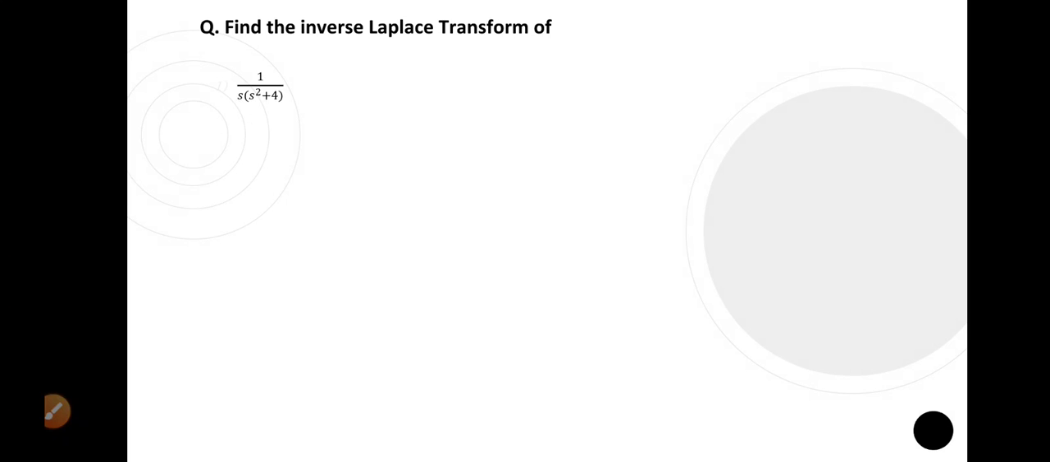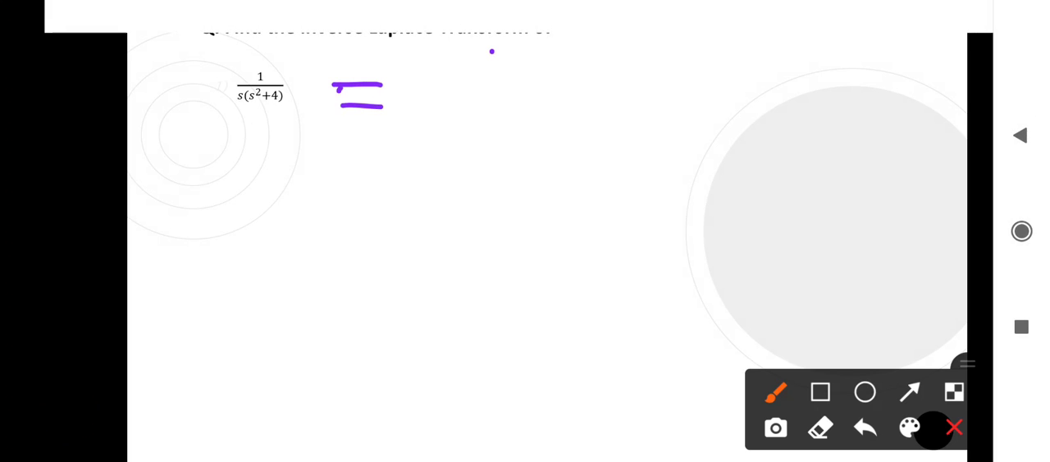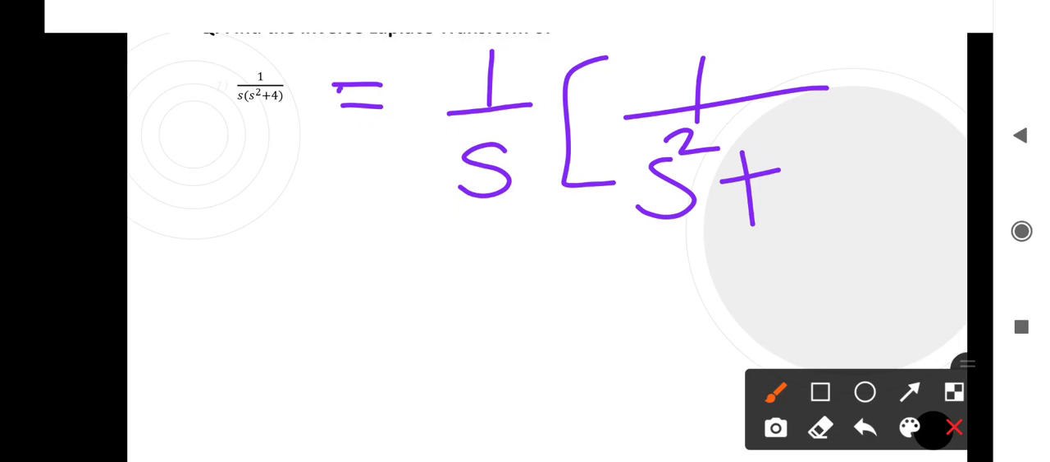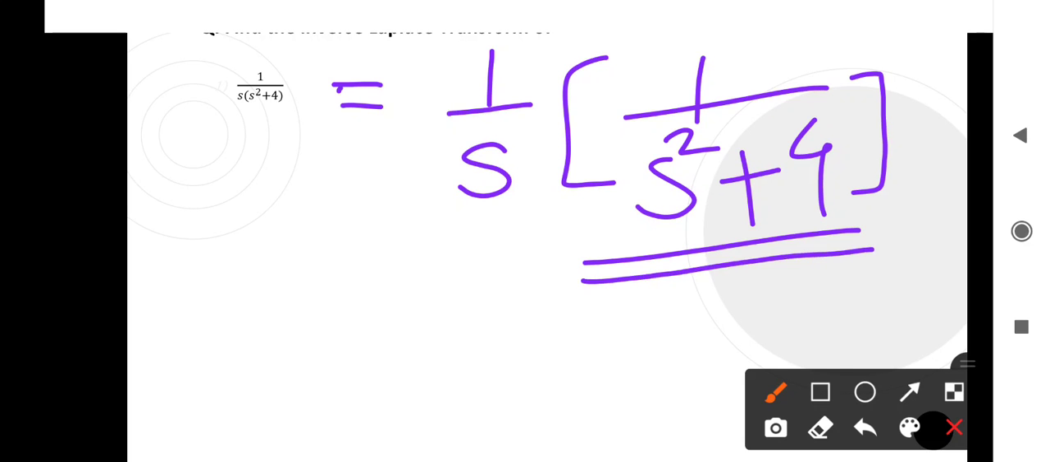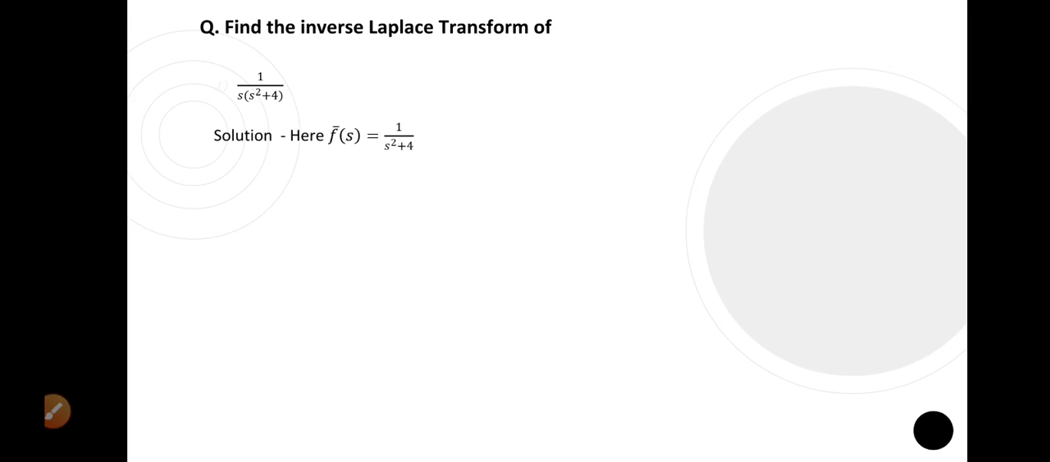Now first example, 1 upon s into s square plus 4. See, this function can be written as 1 upon s into bracket 1 upon s square plus 4. So surely this square bracket term 1 upon s square plus 4 is your f bar of s. So this is the first step, to identify f bar of s. Without 1 upon s, whatever the function is there, you have to take it as f bar of s, and here it is 1 upon s square plus 4.